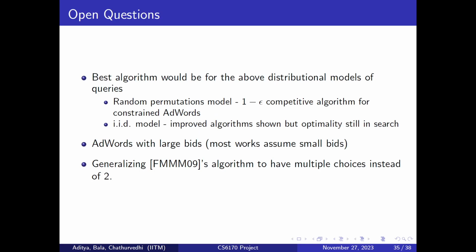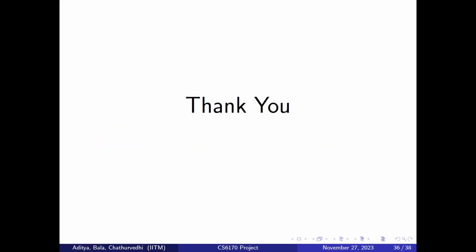So we don't have the best algorithm for the given models, where we don't have a permutation model which has a common algorithm 1 minus epsilon for any AdWords problem. And for the IID model, which is the stochastic model, we have a few proposed algorithms, but we still haven't found what the optimal algorithm is. For the AdWords, all the papers we have discussed so far only deal with small bids, but do not give a solution for the large bids. For the IID solving where we beat the 1 minus 1 by e bound, we have the algorithm which only takes a choice of blue and red, giving only two possibilities, but we can extend the algorithm to have multiple choices instead. Thank you.